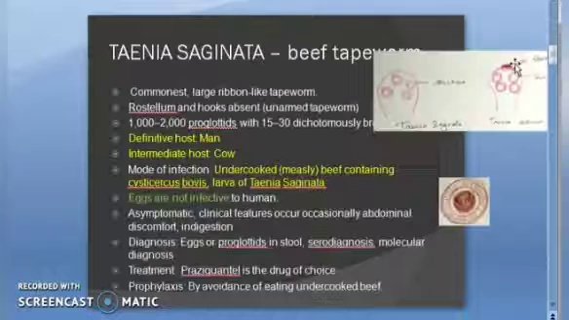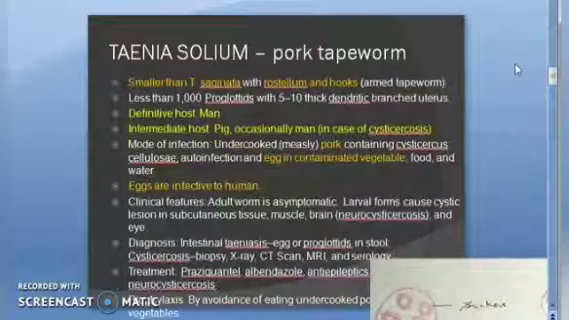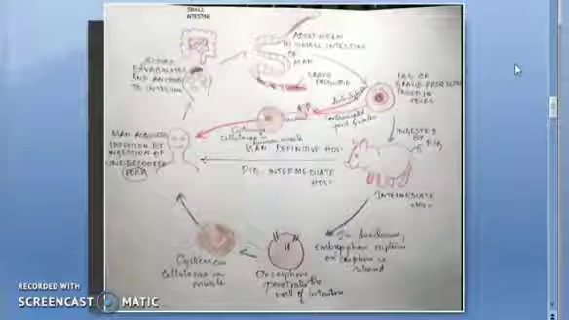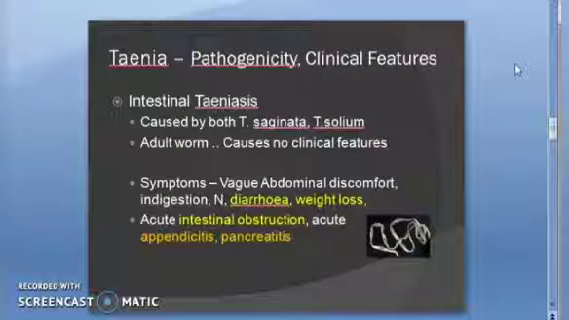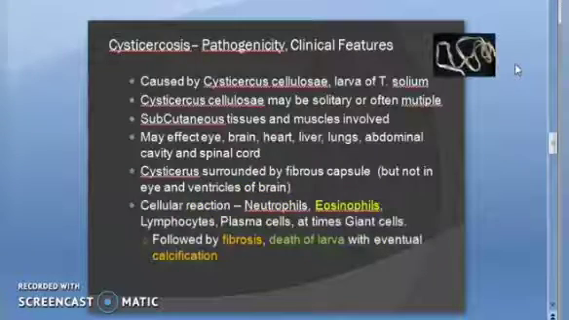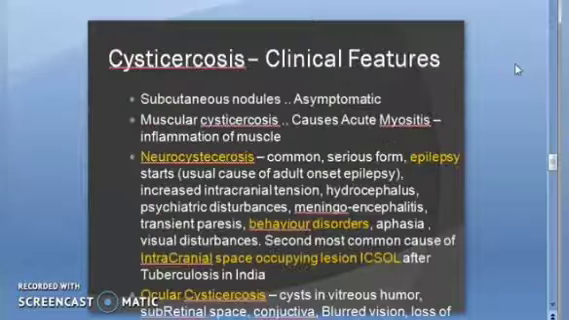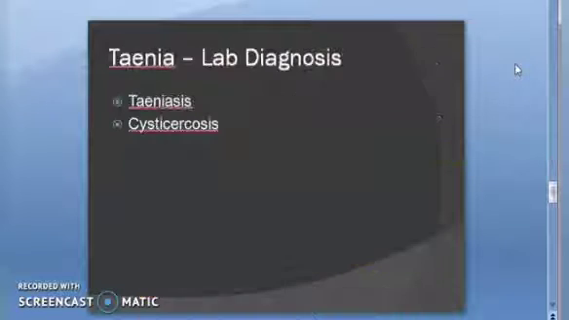Helminth, cestode, intestinal, beef tapeworm, pork tapeworm, the life cycle, the pathogenesis, the pathogenicity we saw, then we saw the clinical features of cysticercosis, then we saw the places where it's affecting: neurocysticercosis, ocular cysticercosis, ICSOL, intracranial space occupying lesion. Now we have come to lab diagnosis.